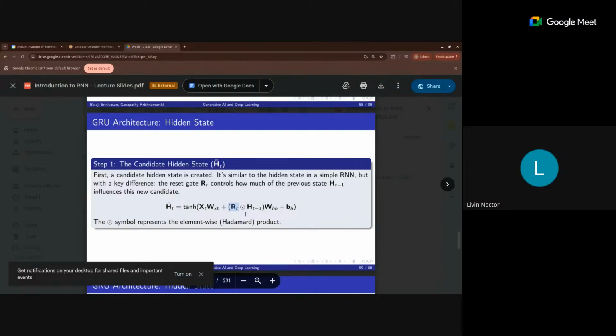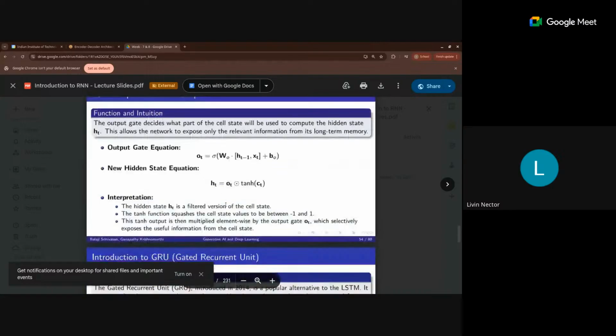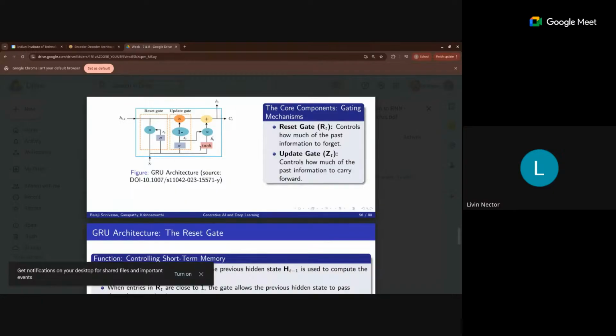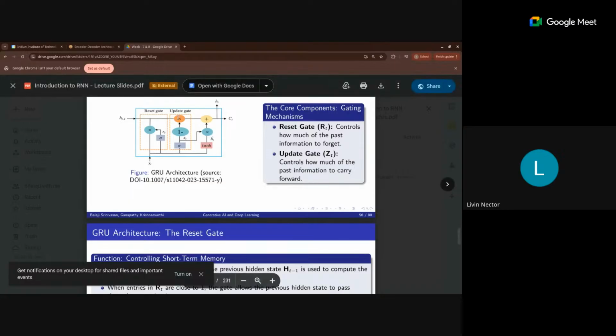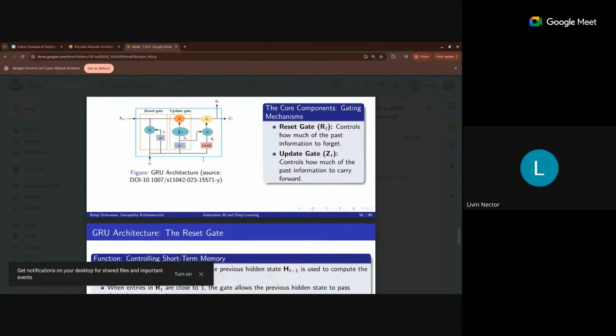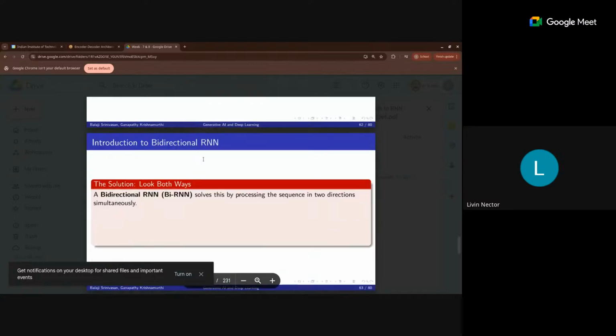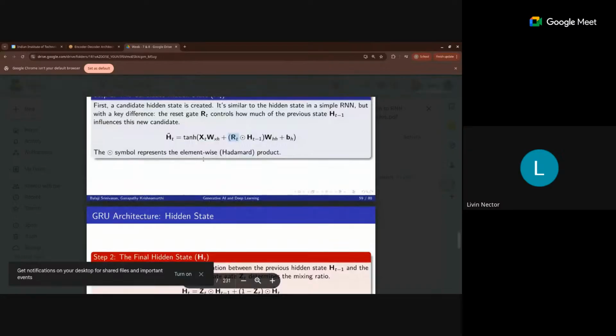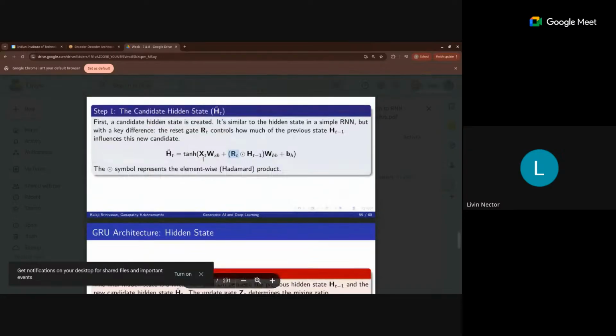And then this is the candidate. Here the candidate is computed. This is the candidate. So this candidate uses the value of the reset gate and the previous hidden state. We are done with this diagram. So this is fine. Sir, is there a site where you can show us visually?